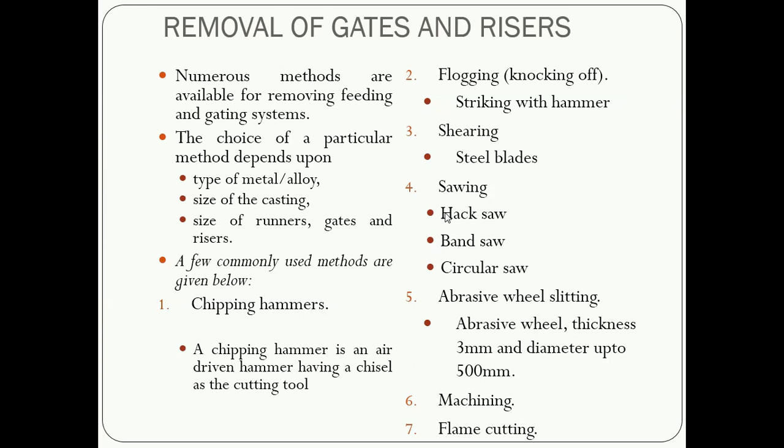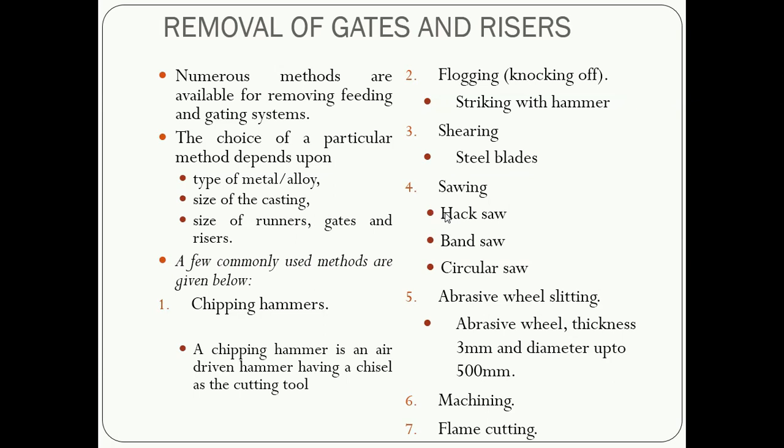That hammer has a knife edge on one side and a plane surface on the other, and it is driven by air, meaning we use power to drive the hammer. We just have to direct that chisel edge on the gate section or at the bottom of the riser. Directly you can place those surfaces below the chisel edge of that hammer and cut it down. That is the use of a chipping hammer.